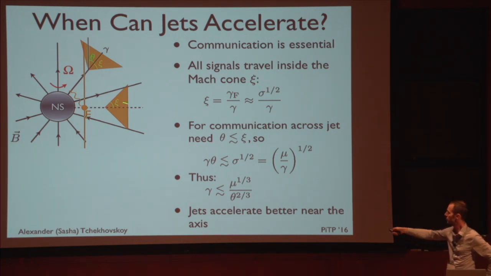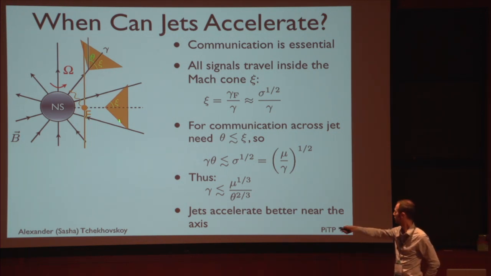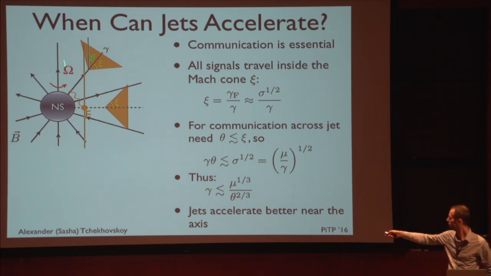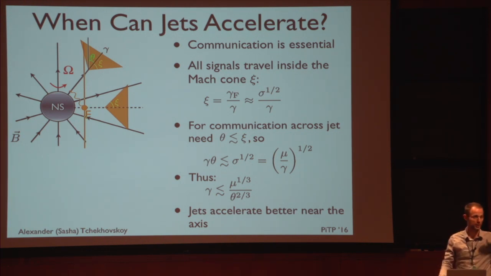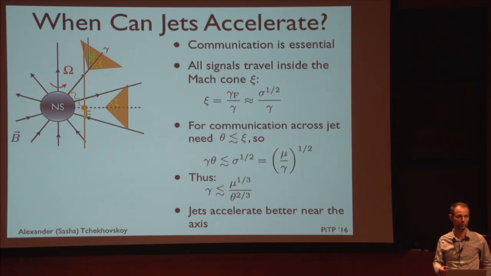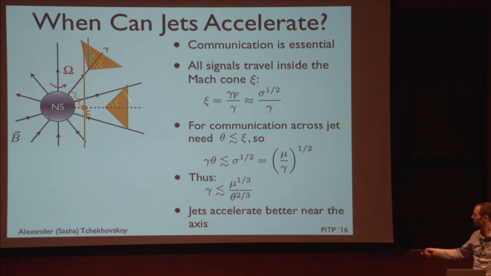So if here the polar angle is of order unity, therefore gamma is limited by mu to the 1/3. Near the pole where theta is small, you can get much closer to the actual true limit of mu. So you can actually, in fact, construct solutions which reach a good fraction of mu. Let's say for a mu of 1,000, you can reach Lorentz factors of 500 in the polar regions where theta is of order 0.1 or less.